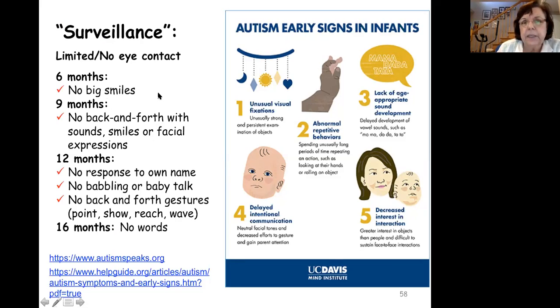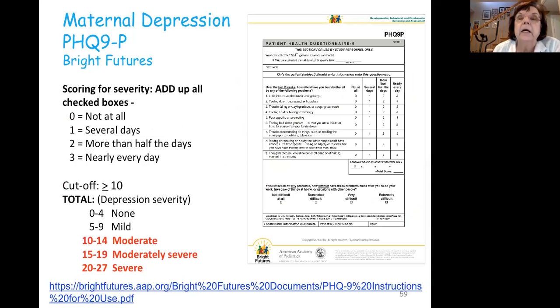Then also by 6 months, no big smiles. 9 months, no back and forth with sounds, etc. 12 months, don't respond to their name. And by 16 months, they don't have any words and language, so that's often a concern.